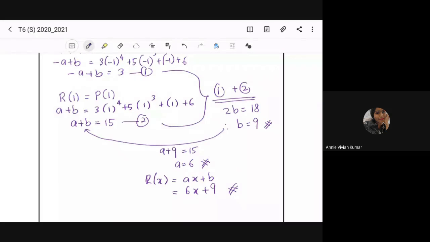Any questions? Guys, any questions before we go to the last example, number 9? Is anyone there? Or is it just me alone?